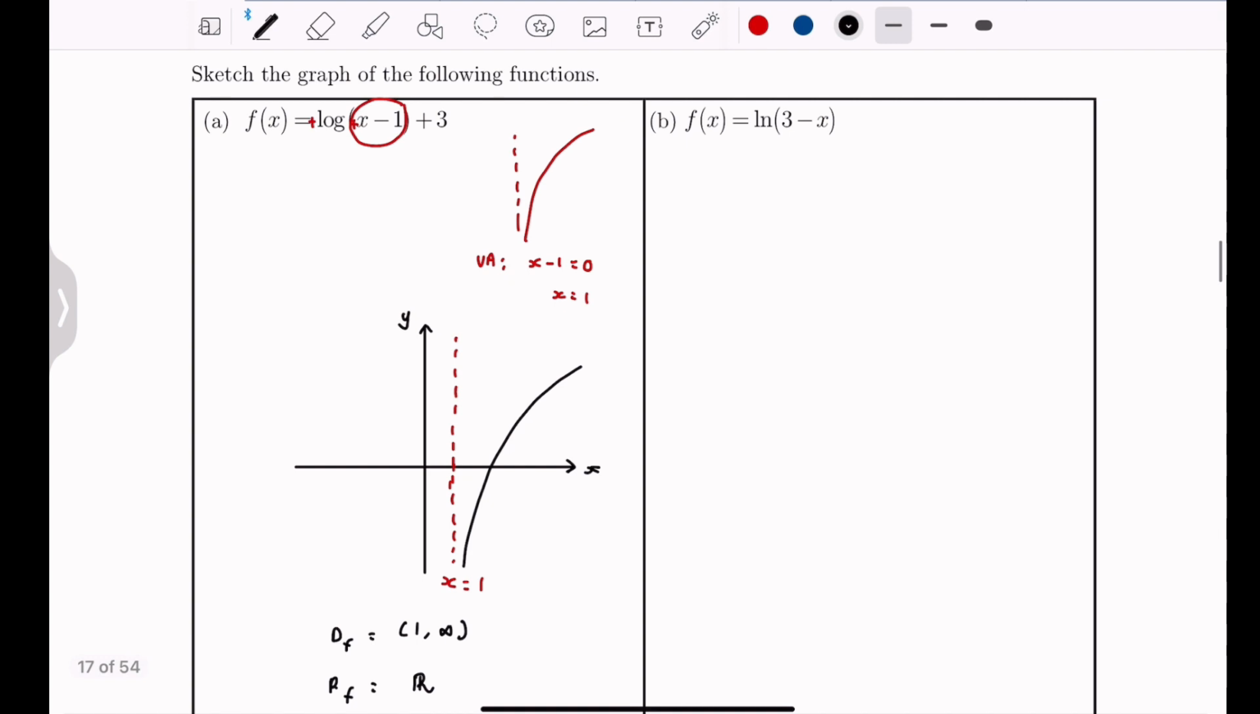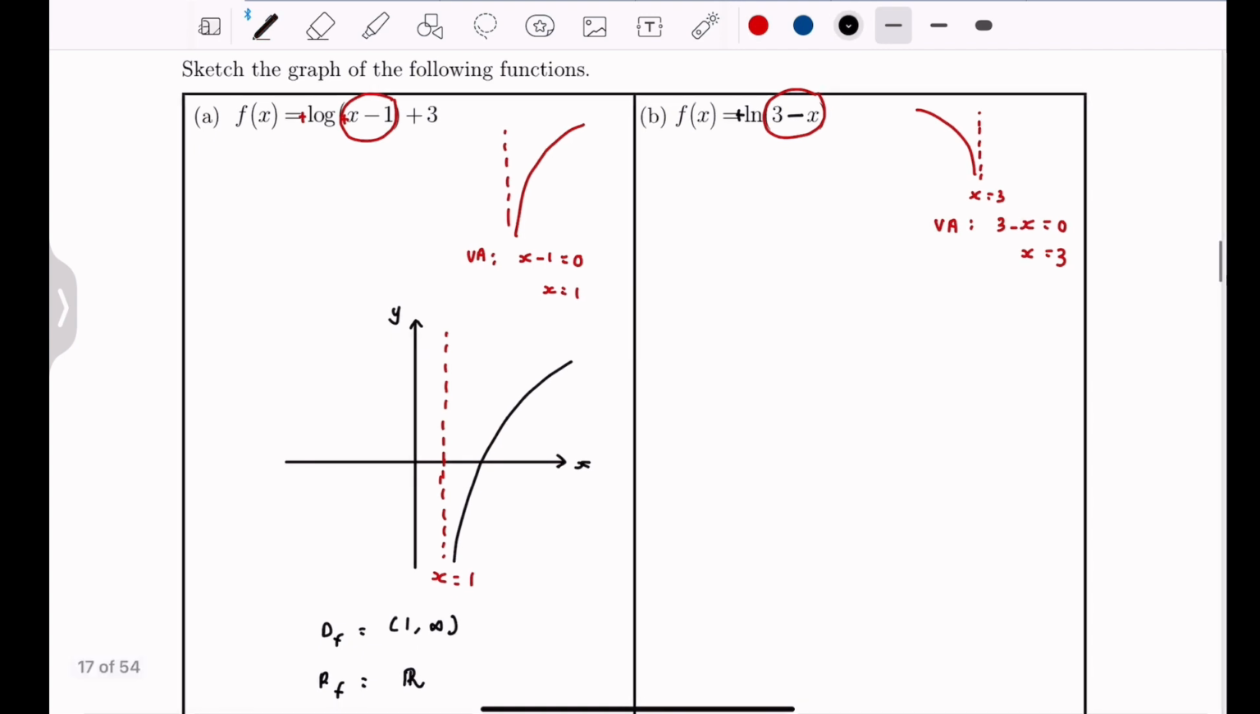For B, f(x) equals to positive ln of minus x. So positive ln minus x. So this is the shape of the graph. So the vertical asymptote should be on the right of the graph. So vertical asymptote can be obtained from the expression in the log. So 3 minus x equal to 0, x equals to 3.